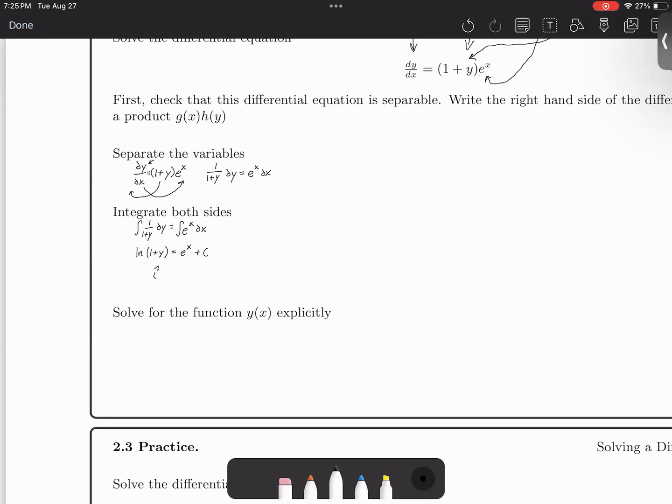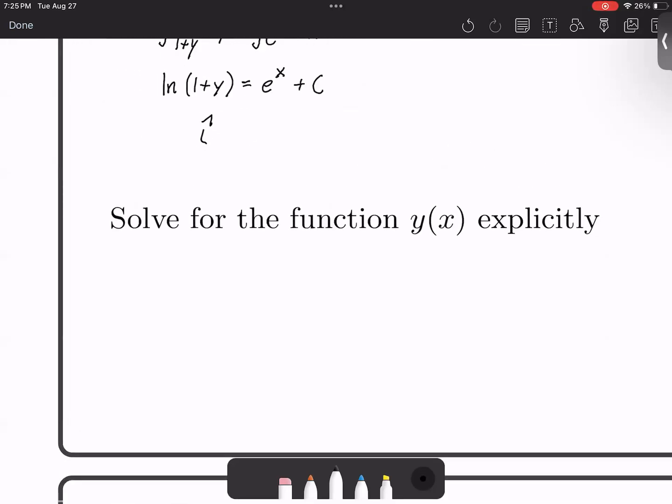Our last job is to solve for the function y explicitly. So we'll take the above relationship and put it into the exponent of the exponential function. Right, to get rid of that natural log, we have e raised to the e to the x plus c, which I will rewrite as e to the x times e to the c. That constant c is just a constant, so e to the c is another constant. I'll just call that another c. I'll just group that into another constant.